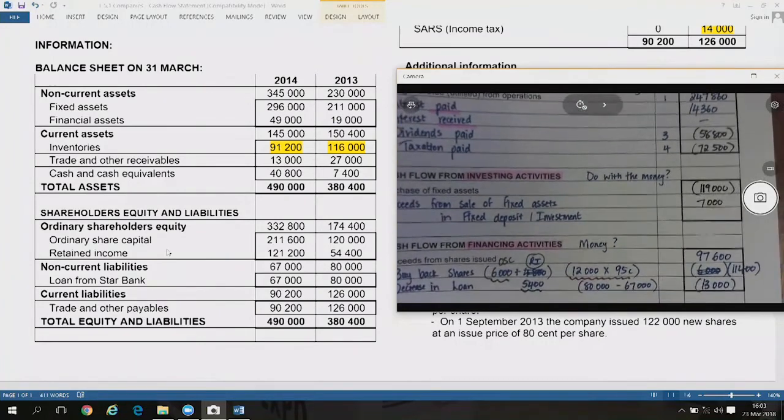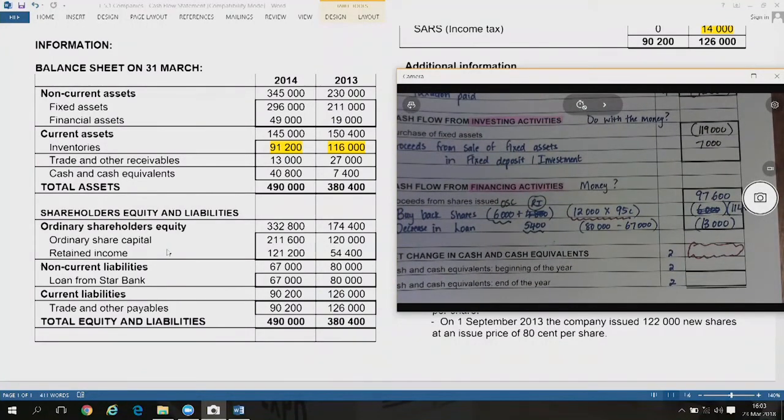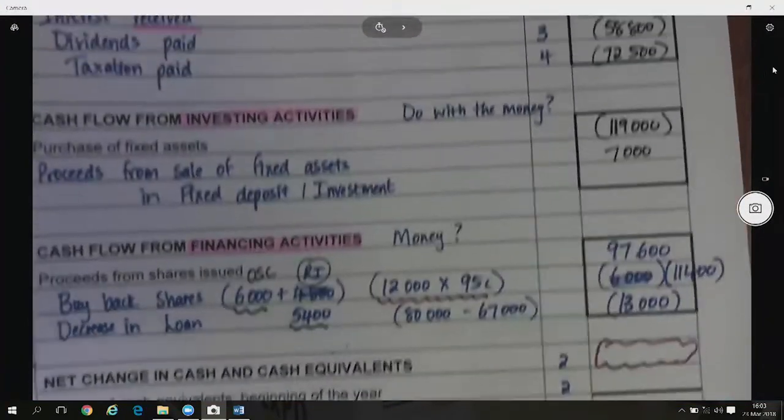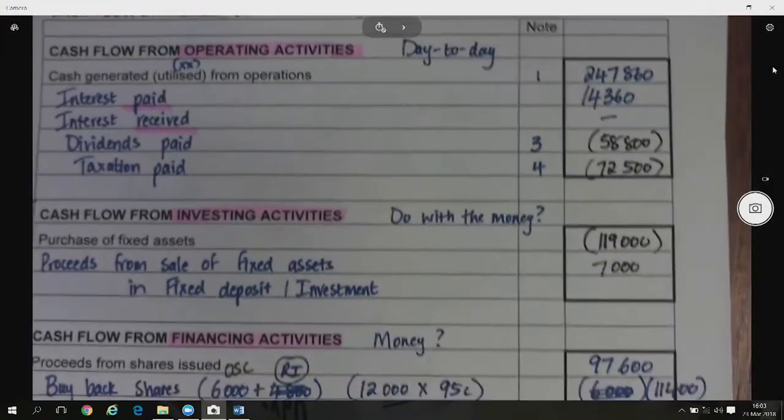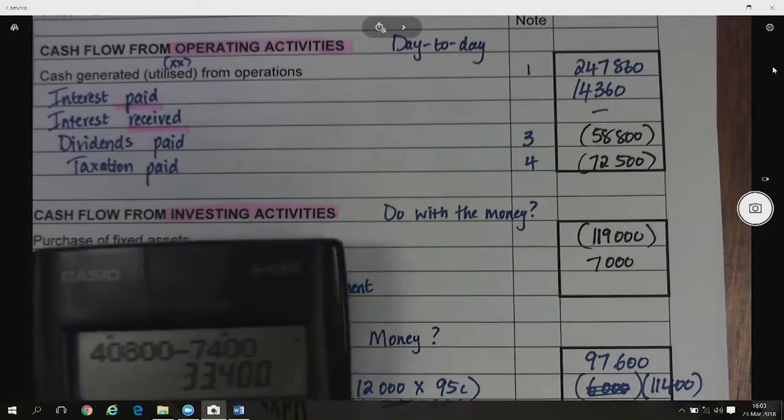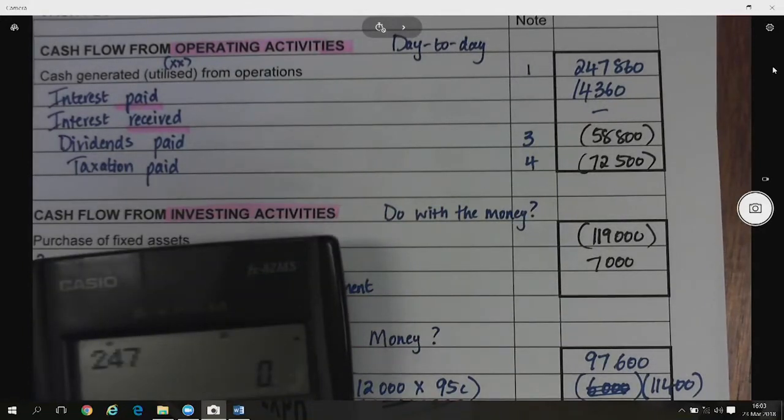Okay, where is it now? There it is, right there. Okay, I think we are done with the information, so I'm going to quickly finish off the cash flow statement. Let's see what we must still do. On top, the top part, 247,860.